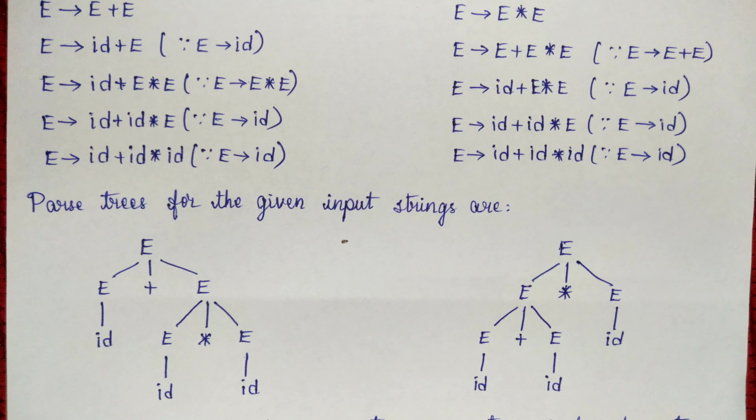So the above grammar gives two parse trees. So it is considered an ambiguous grammar. This is all about ambiguity.